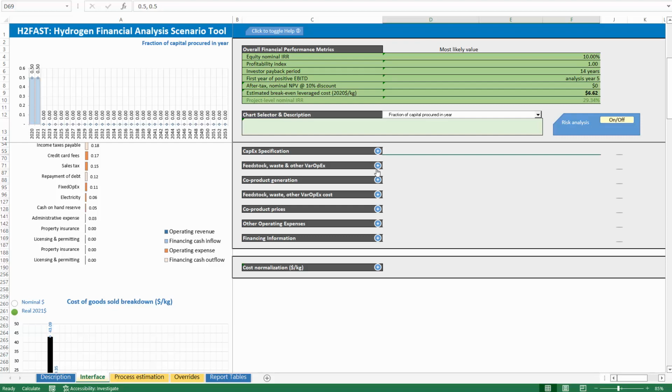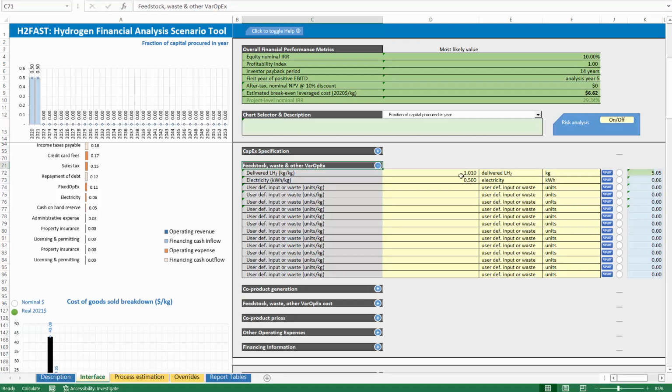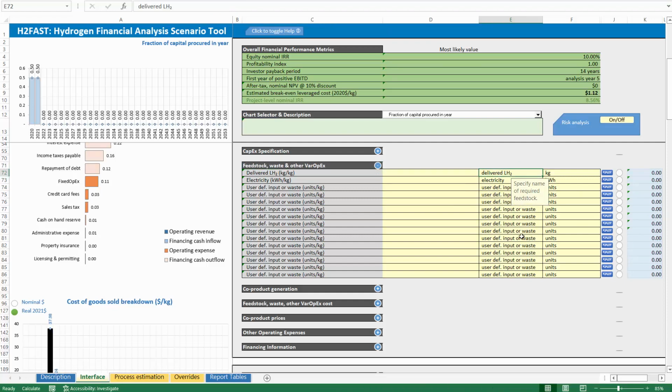The next section is feedstock and wastes and variable Opex. And we can delete what was in the default example. We're not going to have delivered liquid hydrogen. This used to be an example for a hydrogen fueling station. Instead, we're going to use things like electricity in units of kilowatt hour. Electrolyzer is obviously going to need some water in units of, let's say, gallons.